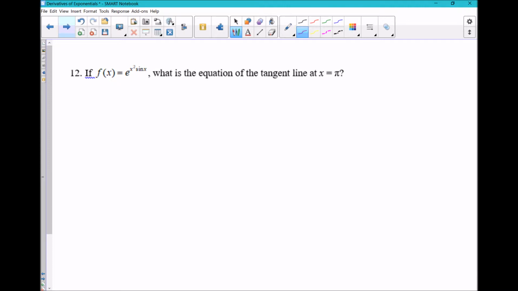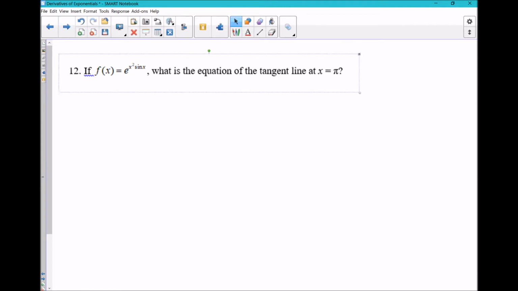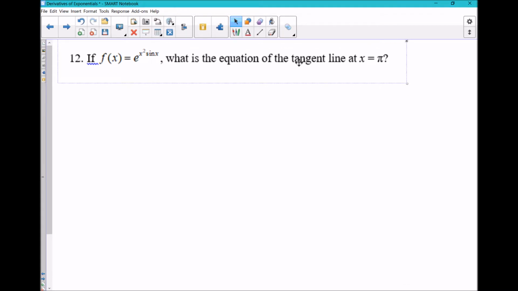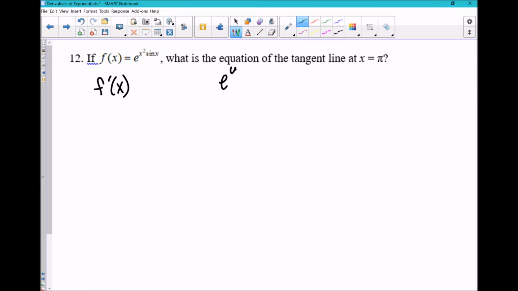Okay, let's do this one real quick. If f of x equals e to the x squared sine x, what's the equation of the tangent line at x equals pi? Okay, so that of course means we're going to need to take the derivative. And think of this as your e to the u again. So it's u prime e to the u by chain rule.